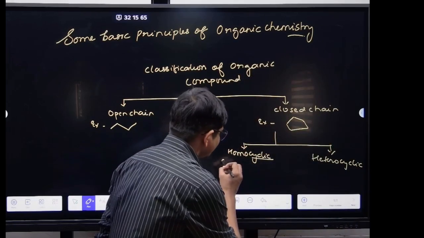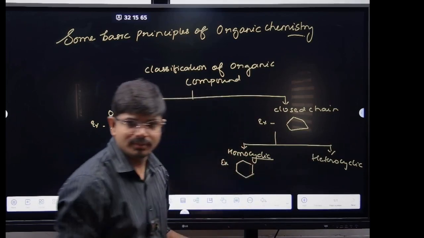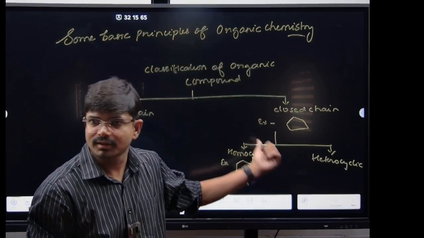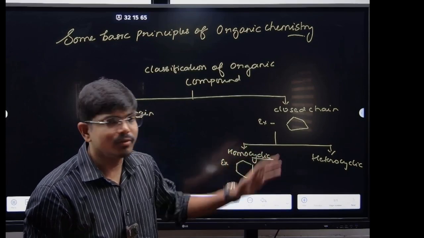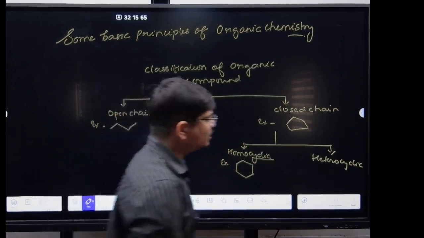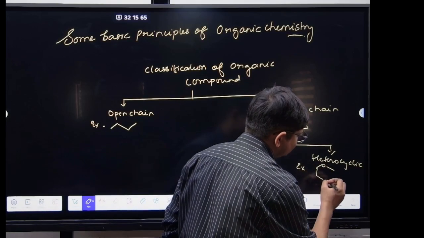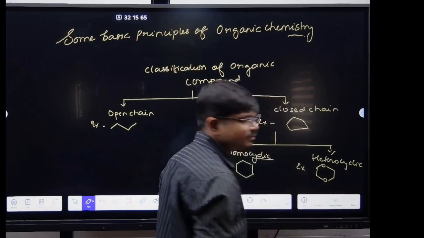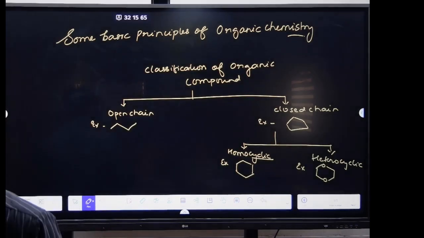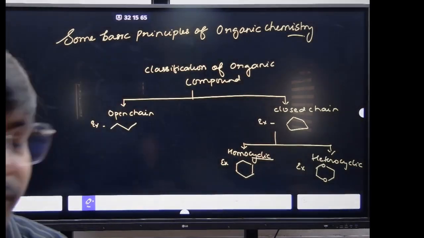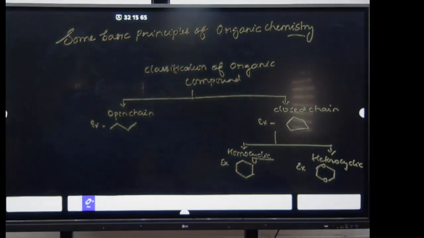So see here, for example, if I'm drawing cyclohexane, you see in the ring you have only carbon atoms. So this is an example of a homocyclic compound. On the other hand, if you see this example, you have oxygen and oxygen in the ring as well as carbon atoms. So it falls under the category of heterocyclic compound.